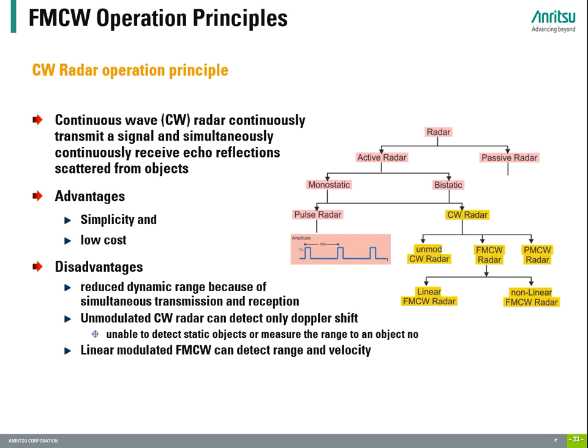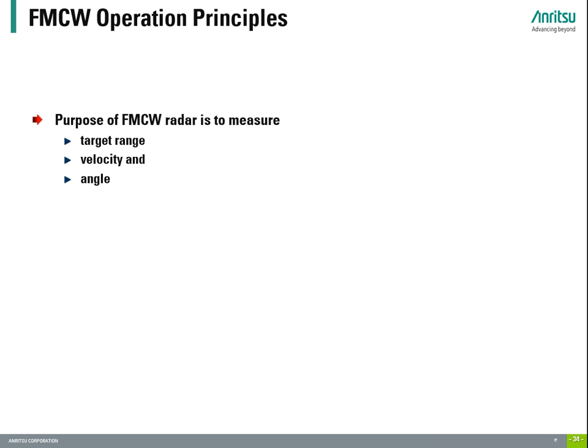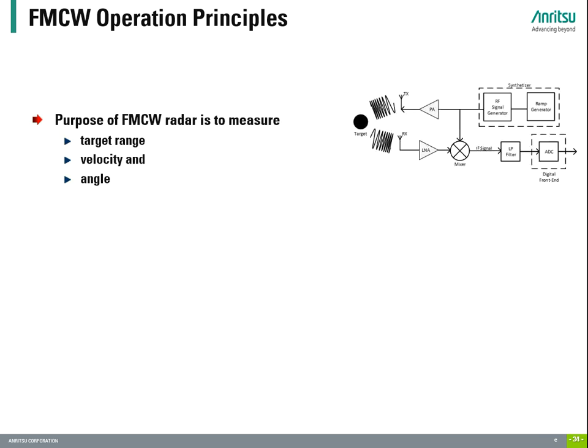Besides, an unmodulated CW radar can just detect a received signal's Doppler shift and therefore does not see any static object. With the help of an intrapulse modulation, range and velocity detection is possible in parallel. The purpose of an FMCW radar is therefore to measure target range, target velocity, and target azimuth.